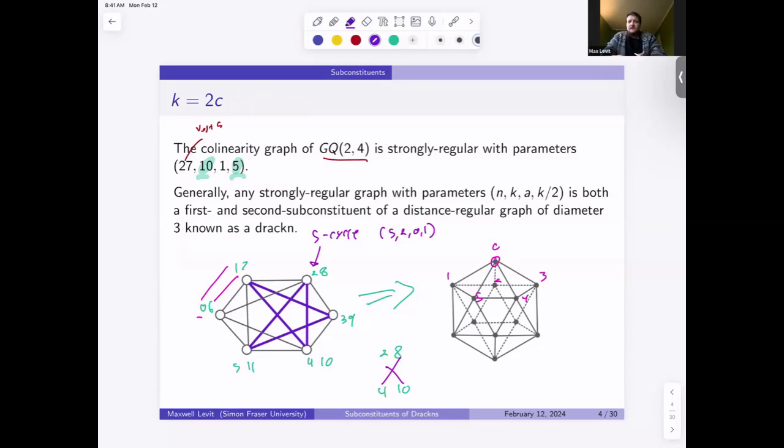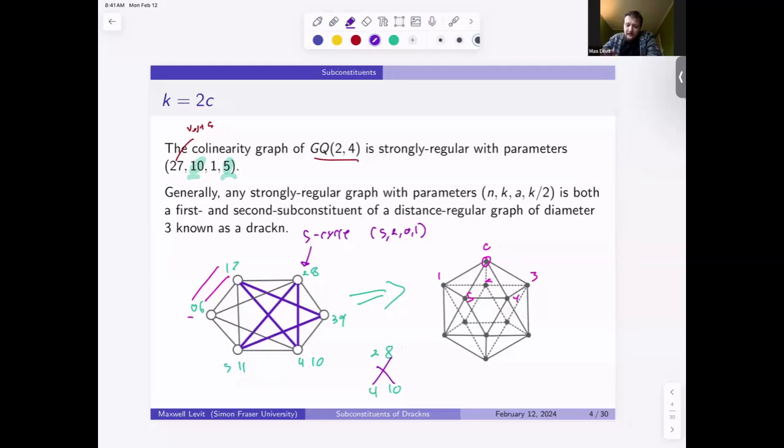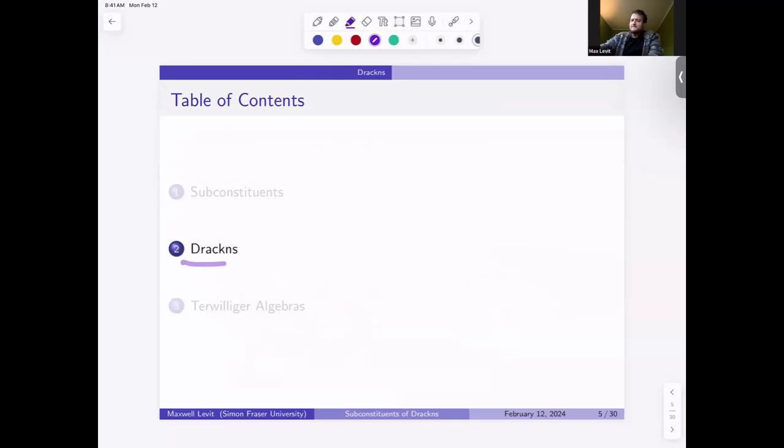So the question is, if I look at this more general family of graphs called drackns, what can I say about their second subconstituents? We'll say something algebraic. It won't quite translate into something about a distance regular graph because of diameter concerns, but we'll still get an algebraic characterization of what's going on in these neighborhoods using standard tools for doing so in distance regular graphs. Okay, so that was the intro.